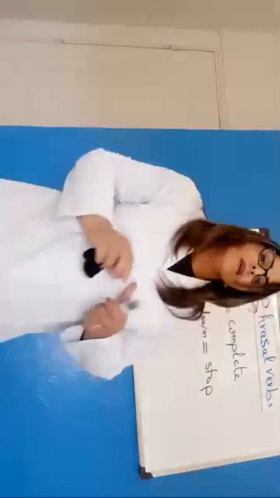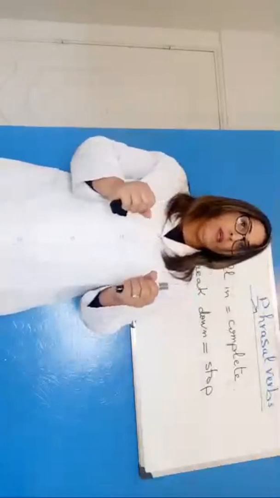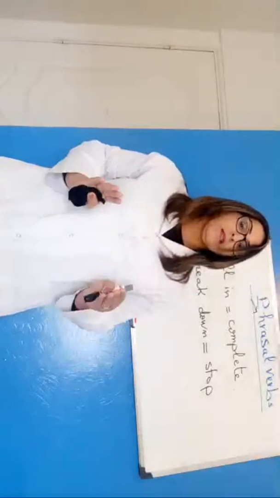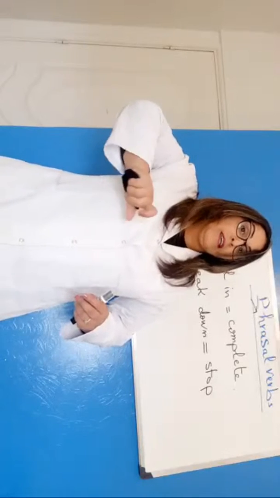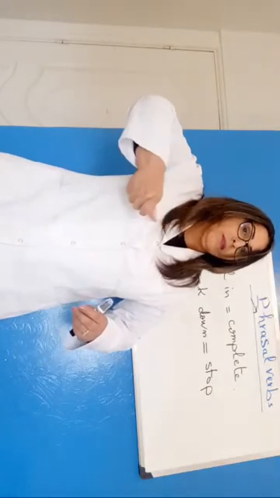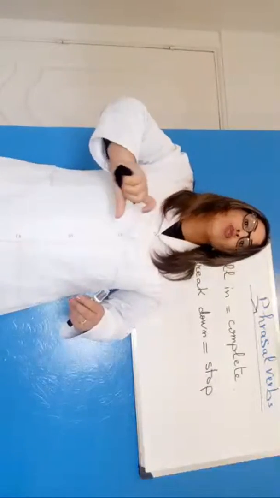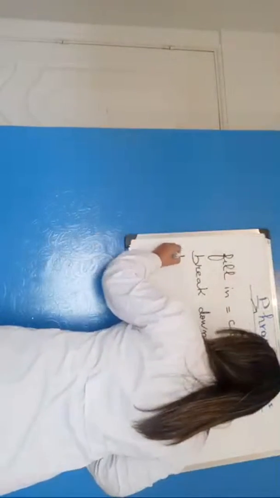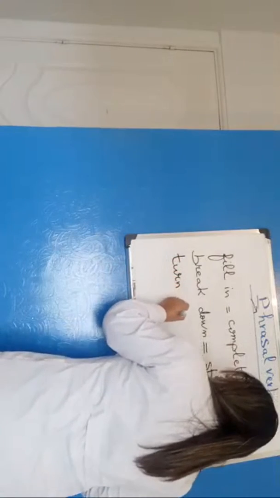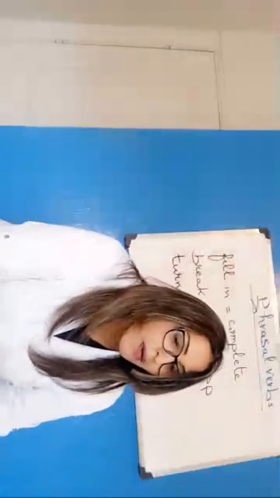When your car breaks down, what do you do? So I drive, suddenly the car breaks down. So what is this? When I put the key again in my car, what is this? So I try to turn on my car. The phrasal verb here is turn on. That is to start the car again.